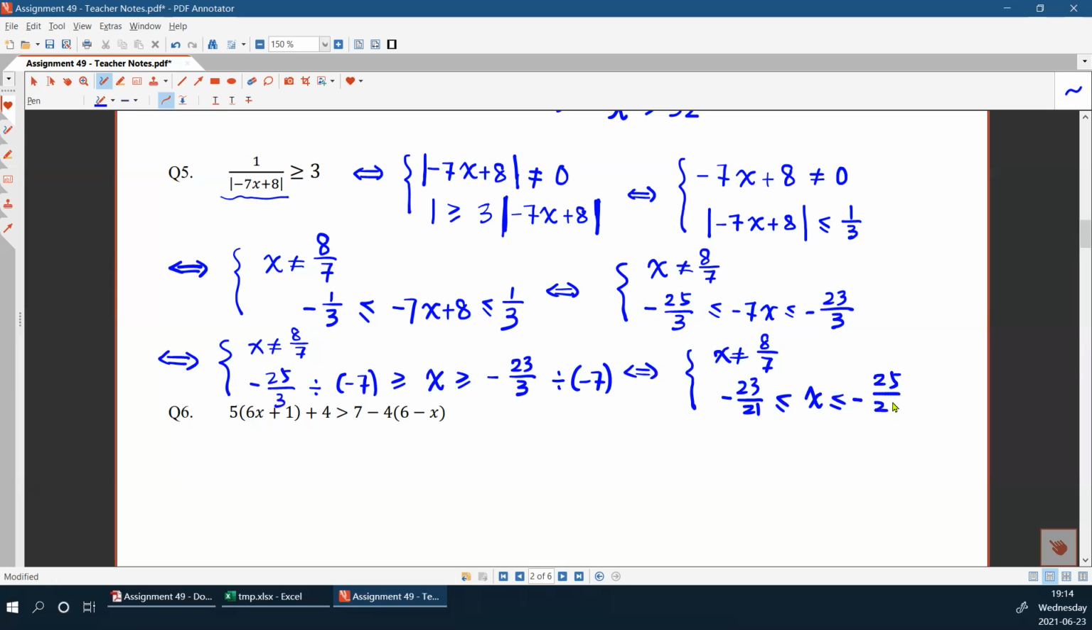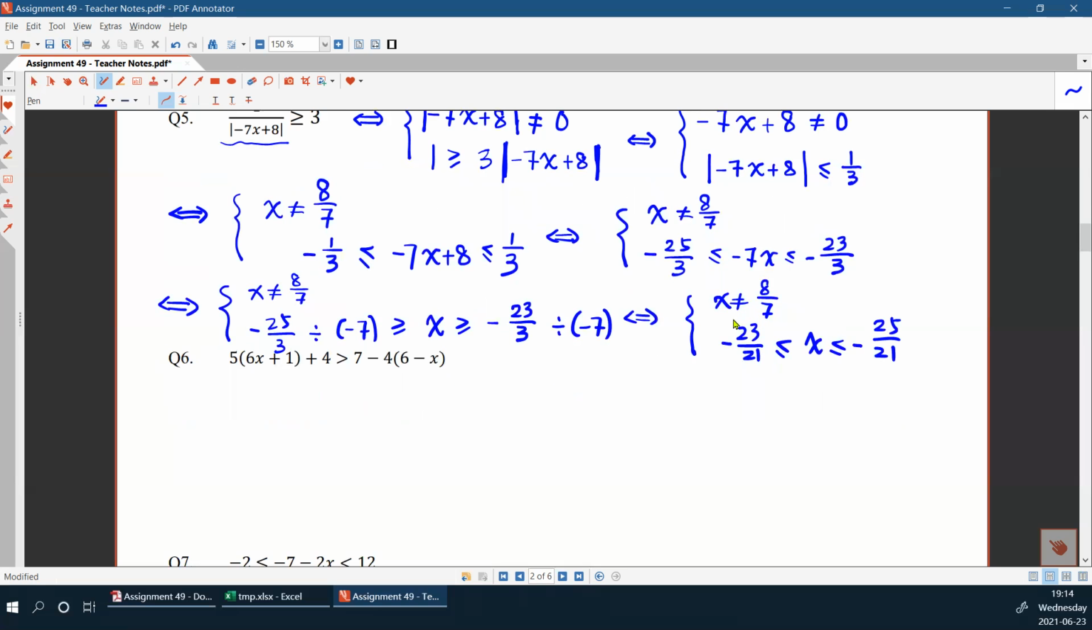-25 over 21, right? And again, it is very helpful that you verify the two limits here, the two boundaries here. This number should be smaller than this number, right? If you find this lower limit is larger than the upper limit, that means it's highly likely that you did this question wrong. Understand? Okay, any questions?